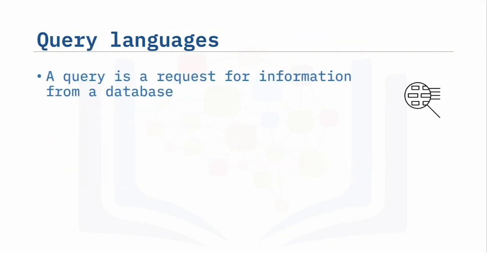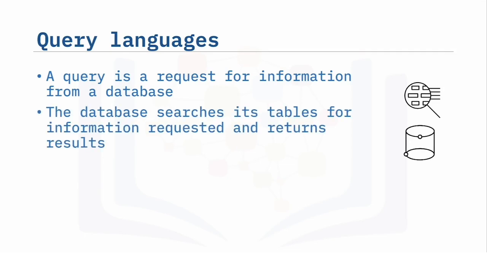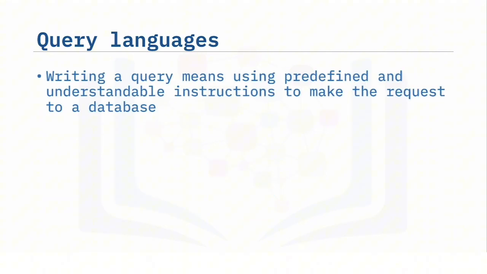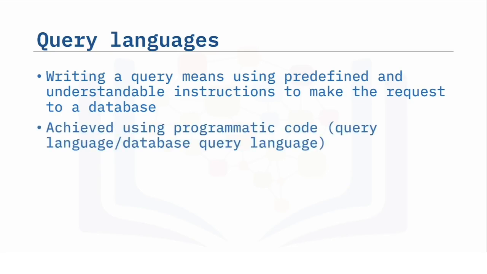A query is a request for information from a database. The database handles the query and searches its tables for the information requested and returns the results to the querying entity. When querying a database, it is important that both the user application making the query and the database handling the query are speaking the same language. In programming terms, writing a query means using predefined and understandable instructions to make the request to a database. This is achieved using programmatic code, and this is what we refer to as a query language.